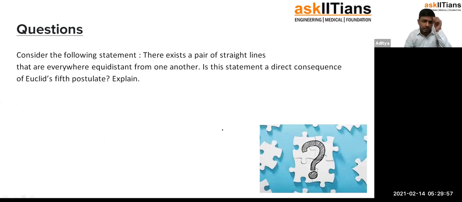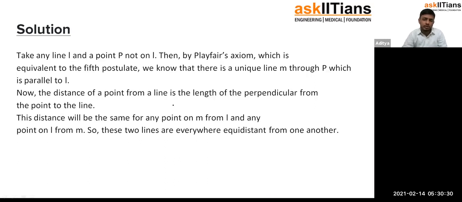The first question we have here is: there exists a pair of lines that are everywhere equidistant from one another. Is this statement a direct consequence of Euclid's fifth postulate? Explain how. So the answer would be that yes, there would exist, because any two parallel lines will always be at a constant distance from each other. What do we mean by distance between two parallel lines? The perpendicular distance between them. Okay, that's what we are talking about. So let us understand the solution clearly.